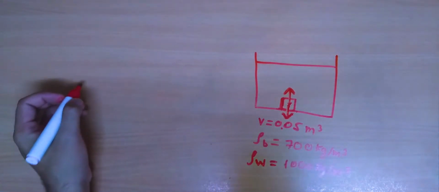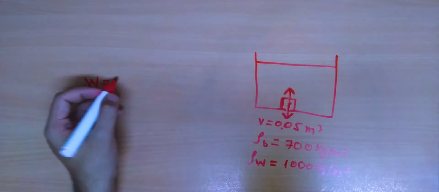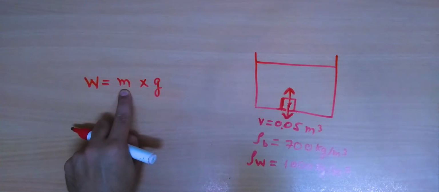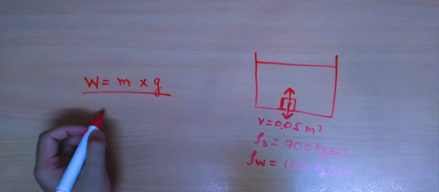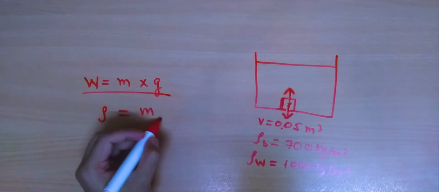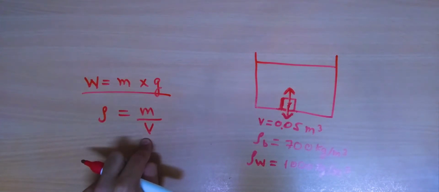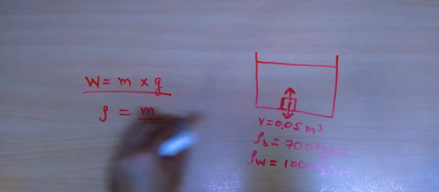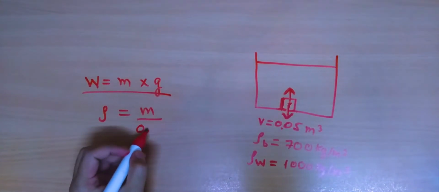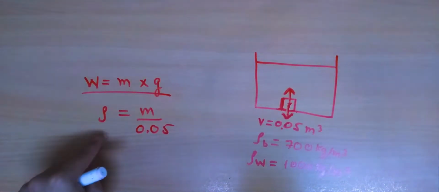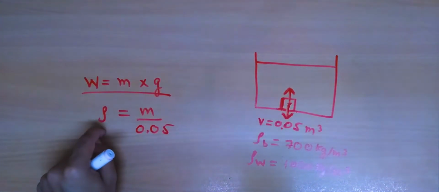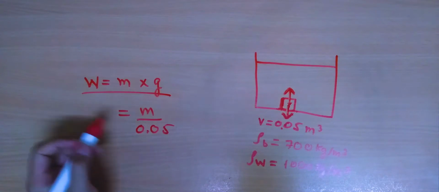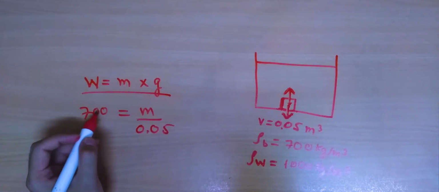So first of all, let us find the weight of the object. So the weight of the object equals its mass times the gravitational acceleration. What is the mass of the object? Well, we know that density equals mass per unit volume. What is the volume of the block? Well, the volume of the block is given as 0.05 meter cube. So I can use that value here, 0.05. What is the density of the block? So here I need to put in the density of the block, because I am finding the mass of the block. So the density of the block is given here as 700 kgs per meter cube.